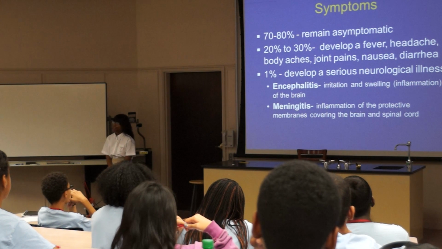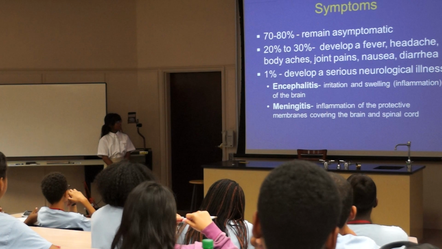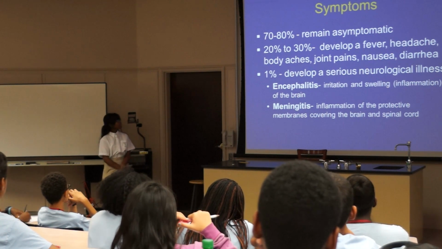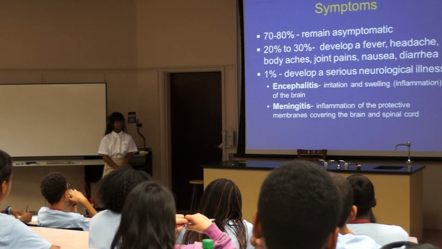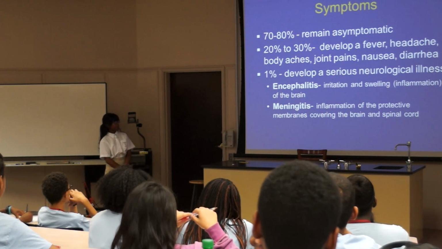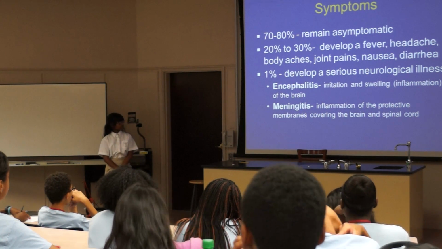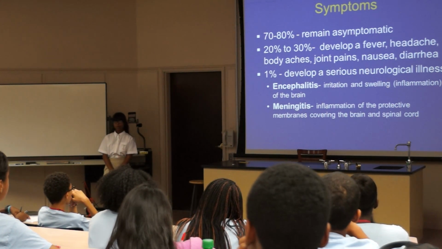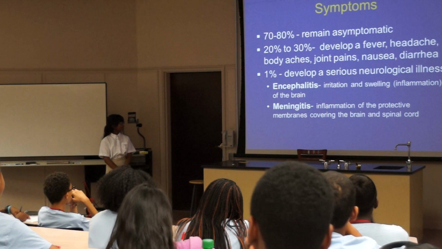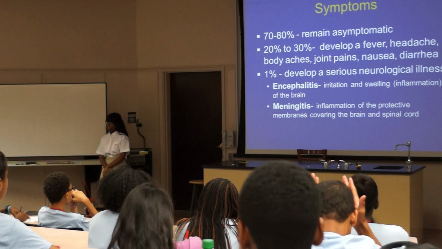The symptoms of West Nile virus. There are three categories of symptoms of West Nile virus. One is asymptomatic, mild, and severe. 70 to 80% remain asymptomatic, and for this reason they don't show any symptoms, and this can be good because they will not be affected by the virus. 20 to 30% will develop mild symptoms such as a fever, headache, body aches, nausea, diarrhea, and joint pains. And 1% will develop a serious neurological illness.